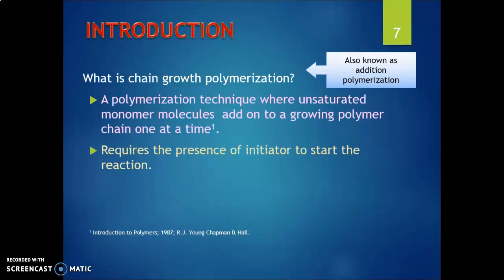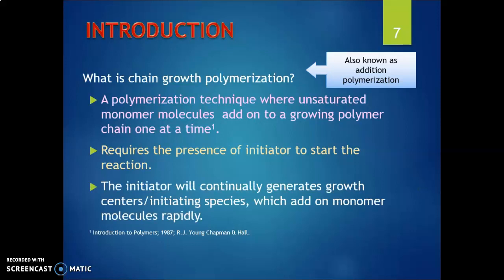So chain growth polymerization requires the presence of an initiator to start the reaction. The initiator will continually generate growth centers, which act as initiating species and add on monomer molecules rapidly. So when it undergoes initiation, it will then proceed with propagation and termination.